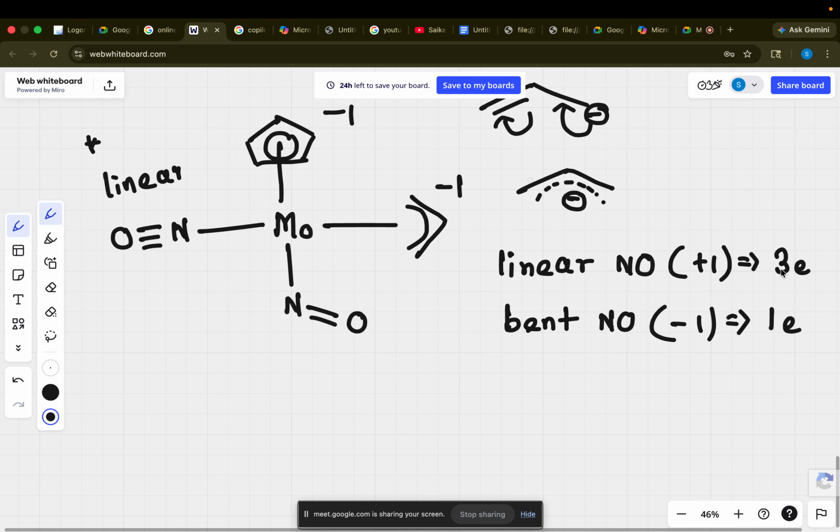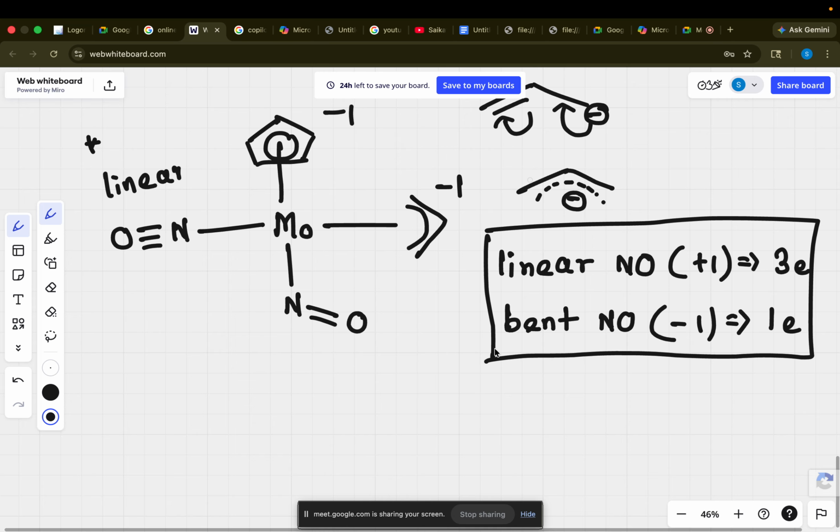Why linear nitrosyl donates 3 electrons and bent nitrosyl donates 1 electron, we will do separately later. In this chapter we will do it, but we have to know the bonding, which will take 15 to 20 minutes, so I am not discussing it now. For right now just keep in mind that the formal charge for linear nitrosyl is +1 and for bent nitrosyl is -1. When we do the 18 electron rule or electron count, also remember that linear nitrosyl will donate 3 electrons, and bent nitrosyl will donate only 1 electron.